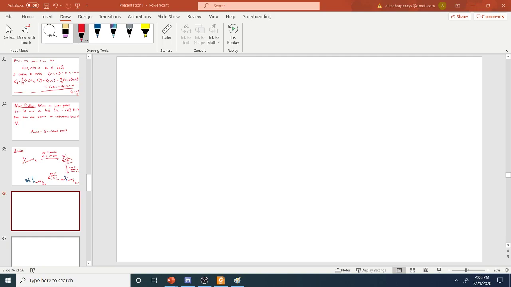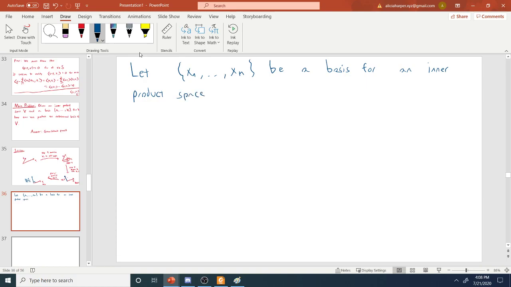So, let x1 through xn be a basis for an inner product space V. In the first step, we're going to normalize x1, so we're going to set u1 to be equal to x1 divided by its norm.